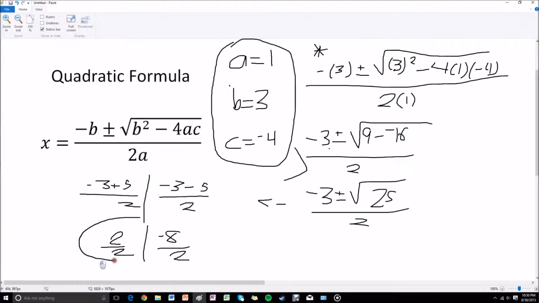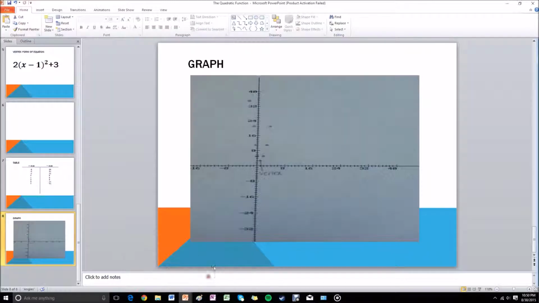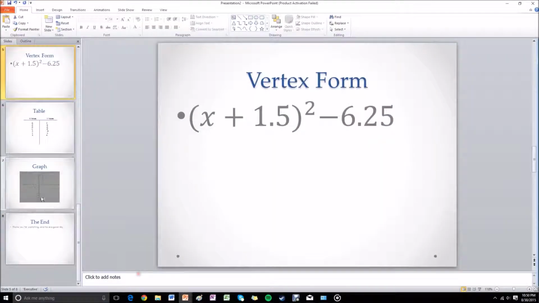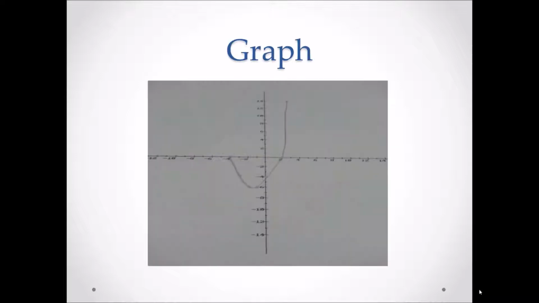Since it is plus or minus, then we know there are two x values, and they are 1 and negative 4. Although, we are not done. Now we make a table of values by plugging in x values into our equation, and then we get our y values. Knowing our points, we can now graph the equation.